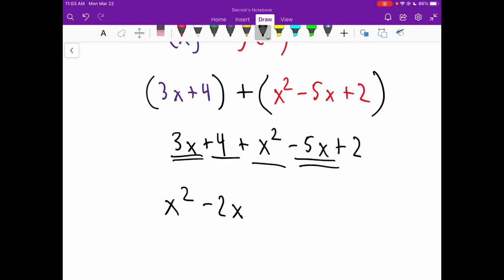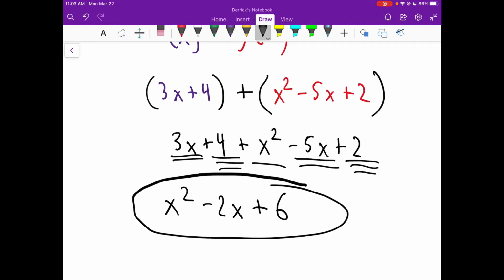Along with that, I see a positive 4 and a positive 2 that are both constants and therefore like terms. So I'd take 4 plus 2 to give me 6. That would be your f plus g of x. That would be your answer for this example.